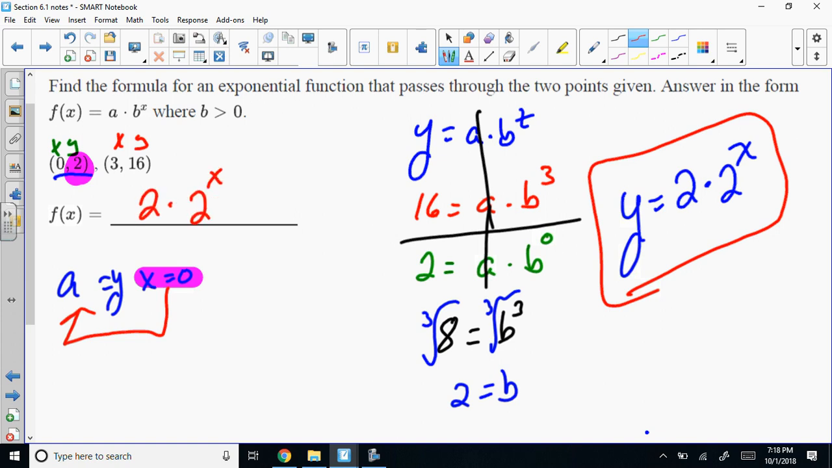Yep. 2 is the initial value. We found that the base happened to be 2, right? So 2 times 2 raised to the x. And if you want to check it, then plug 3 in there. 2 raised to the third power is 8. 8 times 2 is what? 16, right? So there, it gives us 16.